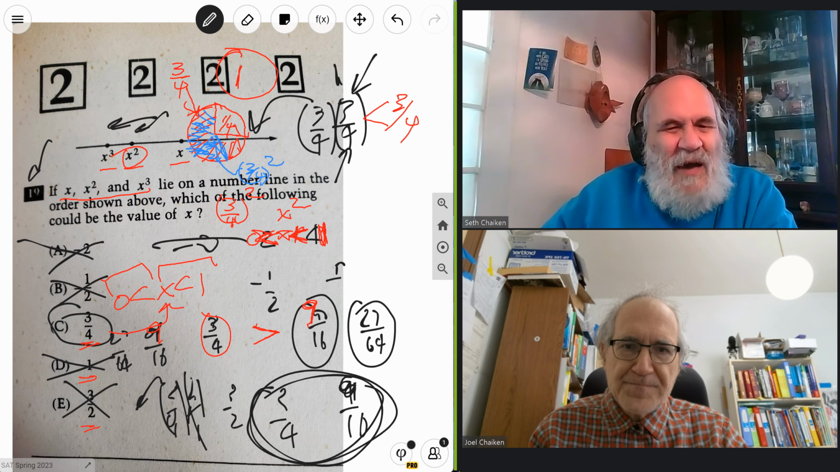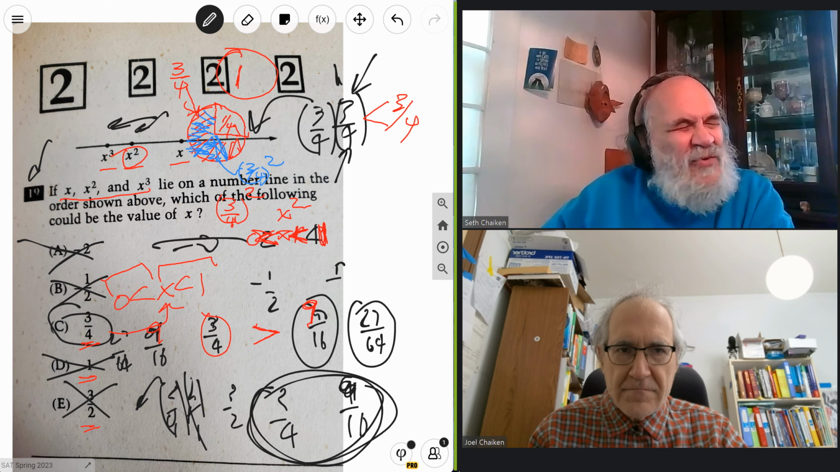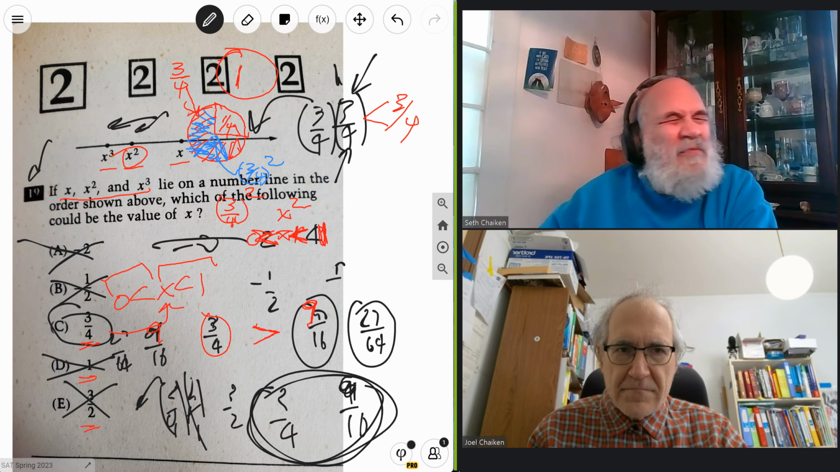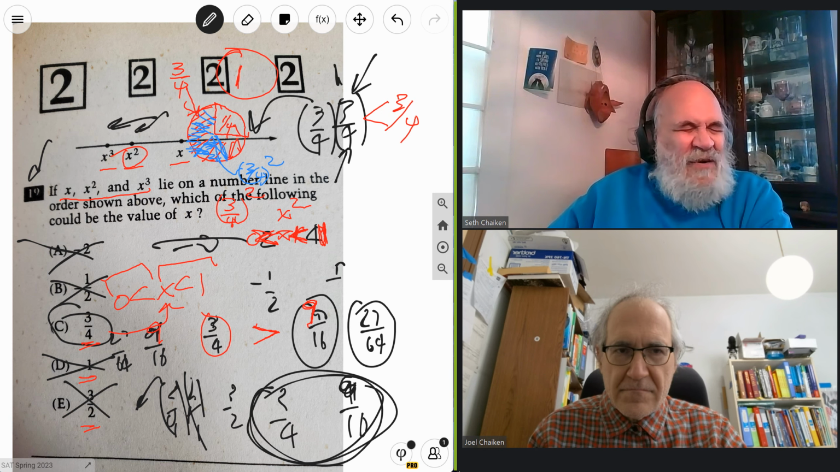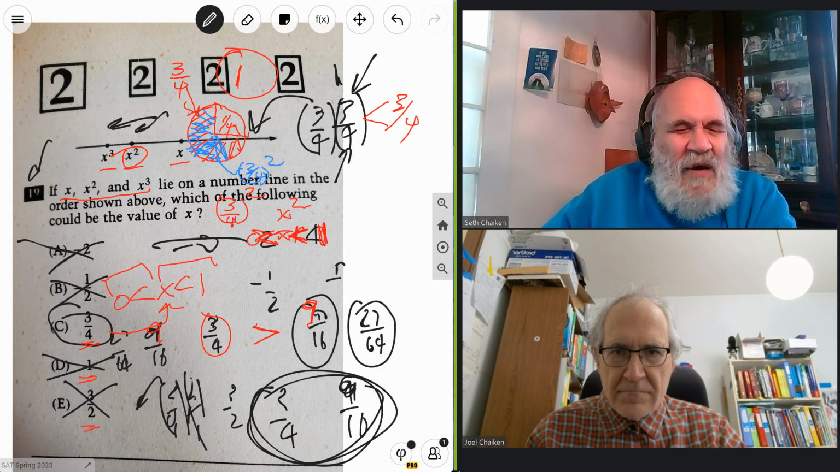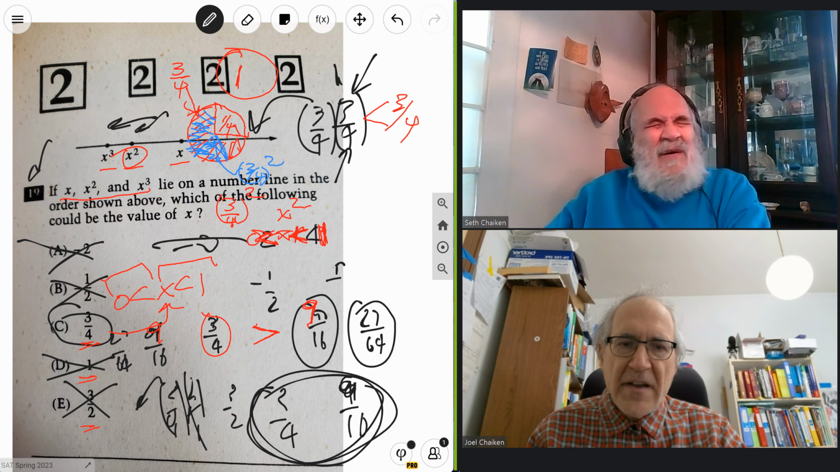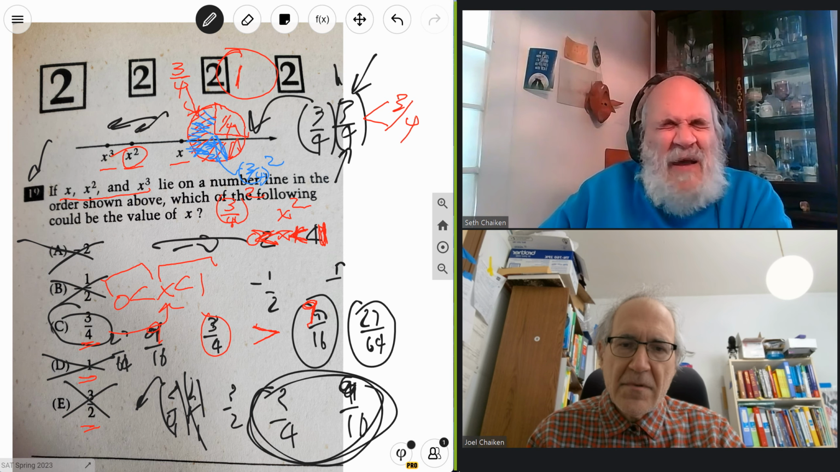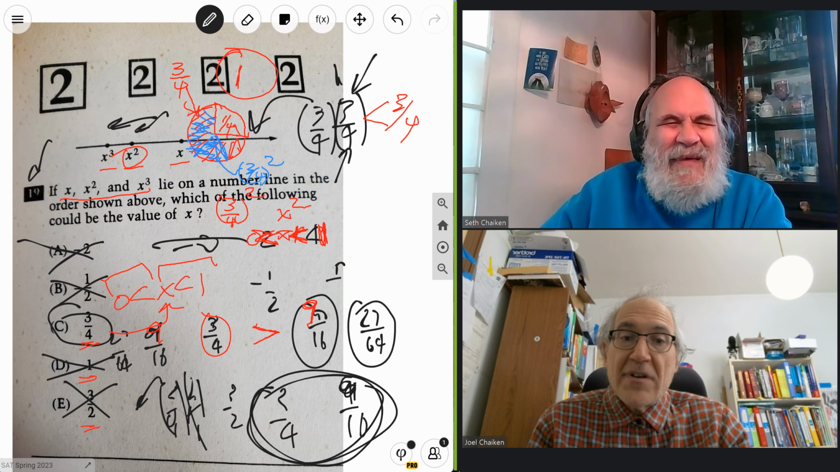I bet a lot of people simply don't. Well, you ask them, if you multiply two numbers that are positive and smaller than 1, do you always get numbers that are smaller than both? They may not know. A lot of people wouldn't realize that. No, that's really important.